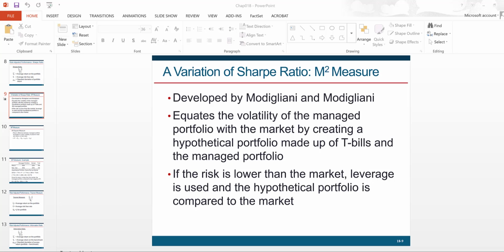So now let's talk about the M2 measure. This is our last metric that we are going to discuss. M2 or M square is named after Franco Modigliani, Nobel laureate, professor at MIT, and his daughter who worked at Goldman Sachs. So this is named after them, the Modigliani and Modigliani square measure, right? As I have listed here in the heading, this is a variation of the Sharpe ratio.